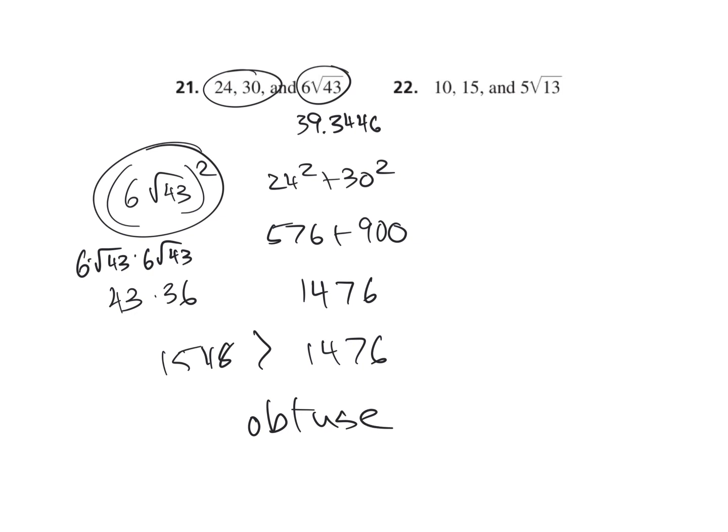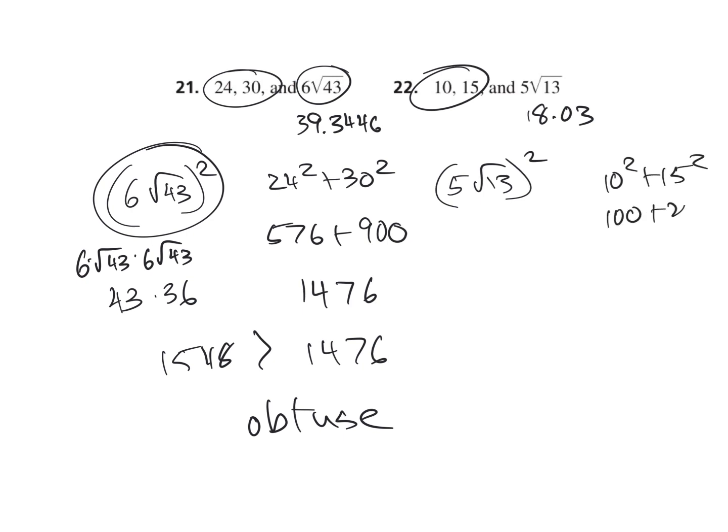Now, what is 5 times the square root of 13? That gives you 18.03. 10 plus 15 is bigger than that, so take the bigger side, square it, take the two small sides, square them, and add them together. So 100 and 225 is 325.